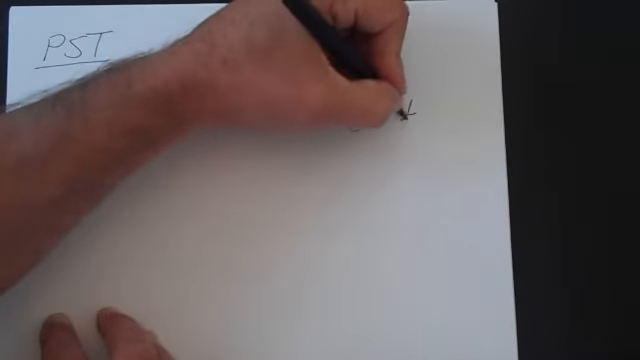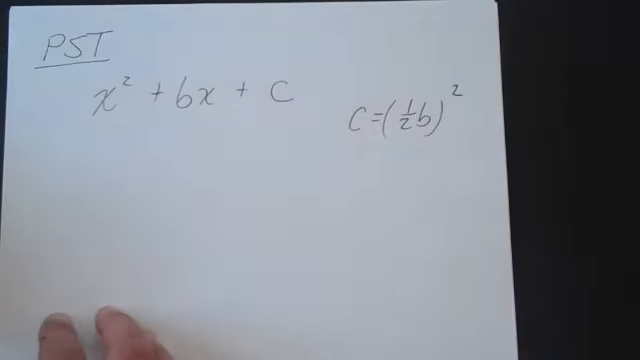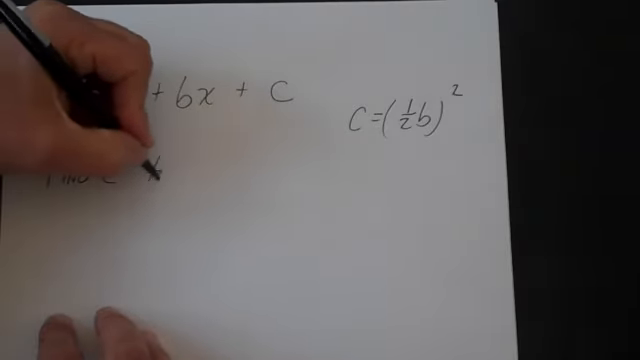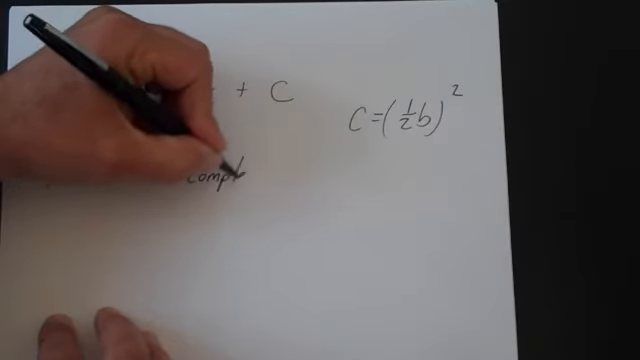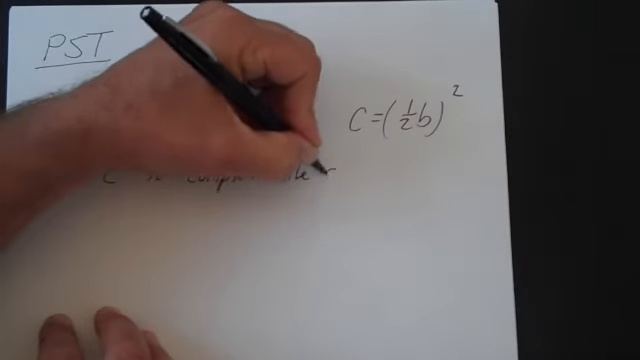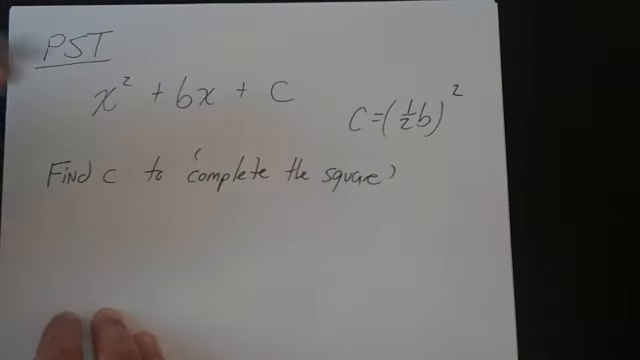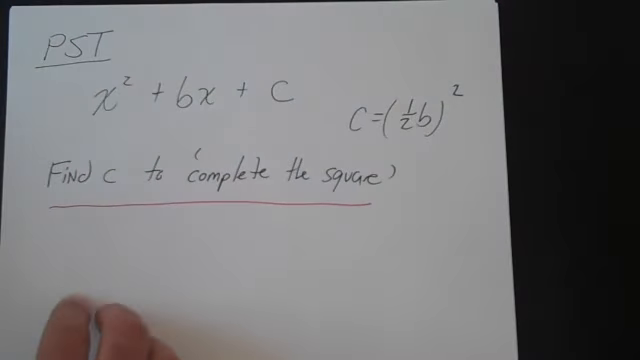So if you have a perfect square trinomial, it's always going to be the case that c will equal 1/2 of b, squared. And that allows us to do problems like find c to complete the square. And complete the square really is simply shorthand for saying find c to make this into a perfect square trinomial.